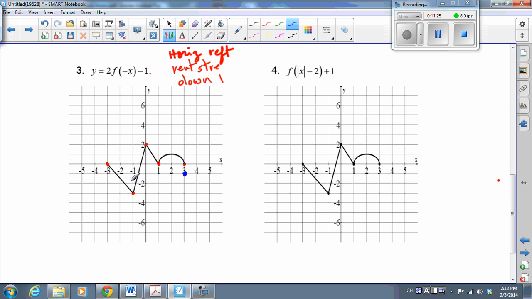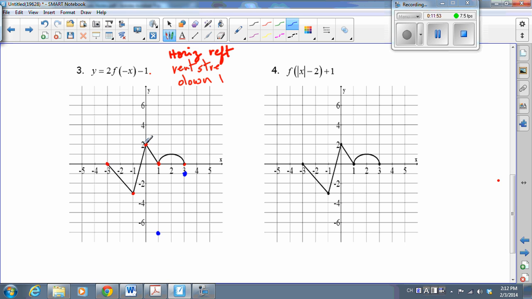I'll keep going step by step. The one following it is -1. F of -1 apparently is -3. So to get -1 here, I need to plug in 1. And if I plug in 1, I get 3 in this function. 2 times -3 is -6, minus 1 will give me -7. So at 1, I'm at -7.